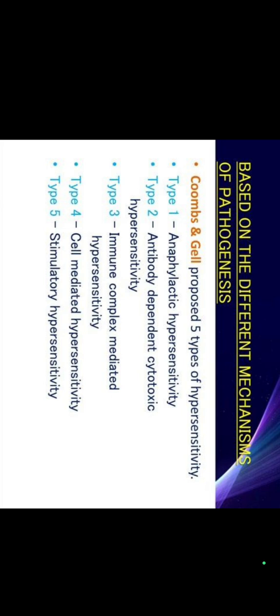Based on the different mechanisms of pathogenesis, Coombs and Gell proposed five types of hypersensitivity. Type 1 is anaphylactic hypersensitivity. Type 2 is antibody-dependent cytotoxic hypersensitivity. Type 3 is immune complex-mediated hypersensitivity. Type 4 is cell-mediated hypersensitivity. Type 5 is stimulatory hypersensitivity.